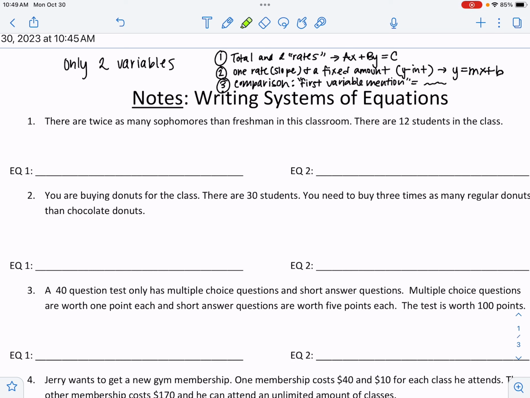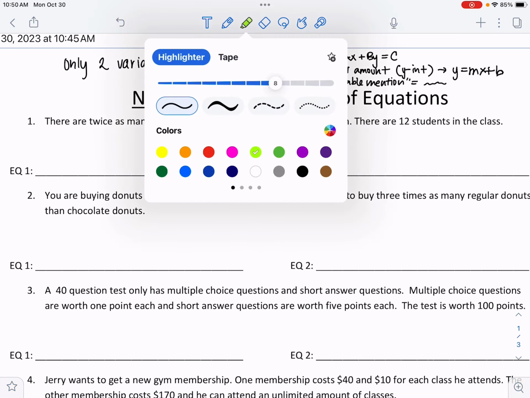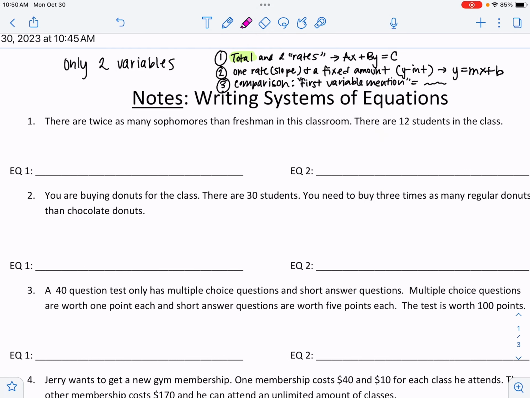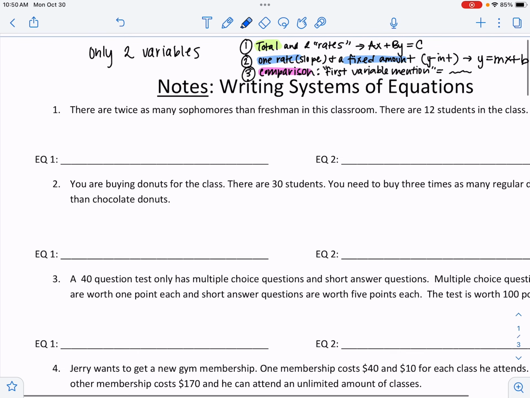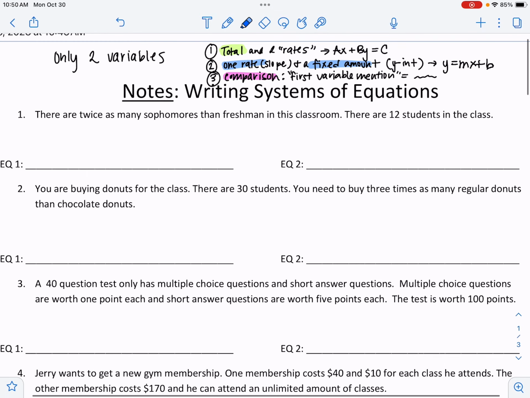Okay, so I'm going to color code them, and so whenever we get a total, I'm going to highlight it green. Whenever we get a comparison, I'm going to highlight it pink, and whenever we have a slope-intercept form with one rate and a fixed amount, I'm going to highlight it blue. Okay, so number one says there are twice as many sophomores than freshmen in this classroom. Okay, and then there are 12 students in the class.